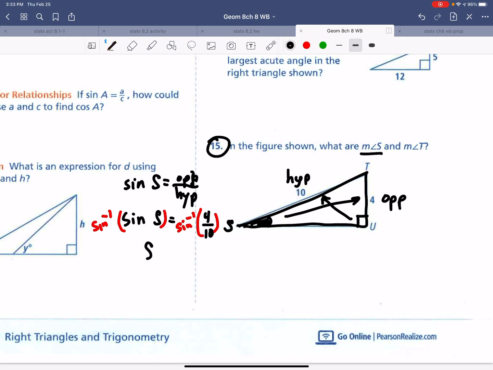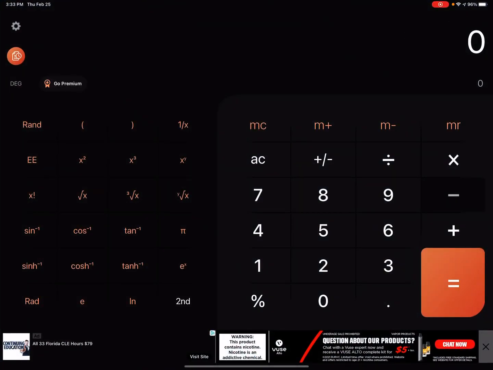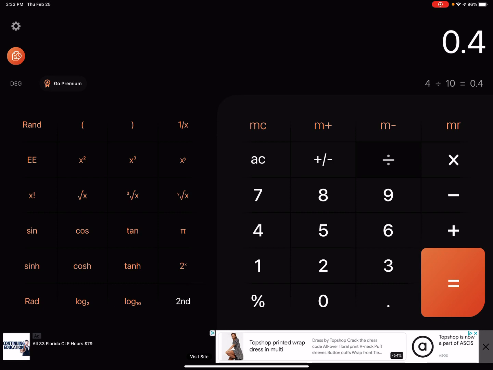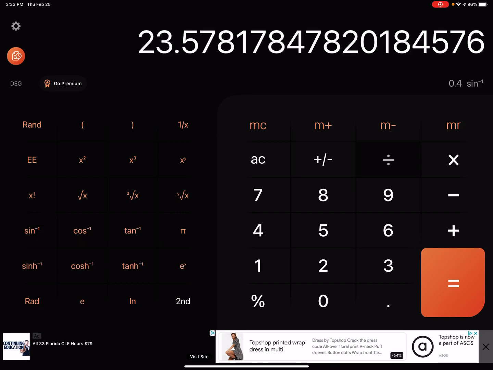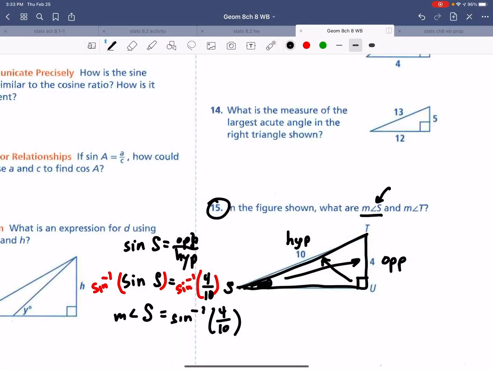All right, so the left side just has our S, which is what we're looking to solve for. And then we need to find the inverse sine of 4 over 10. Okay, so what is 4 over 10? It's 0.4. And the inverse, make sure you hit the second sine, inverse sine of that, 23.58. So that is 23.58 degrees.